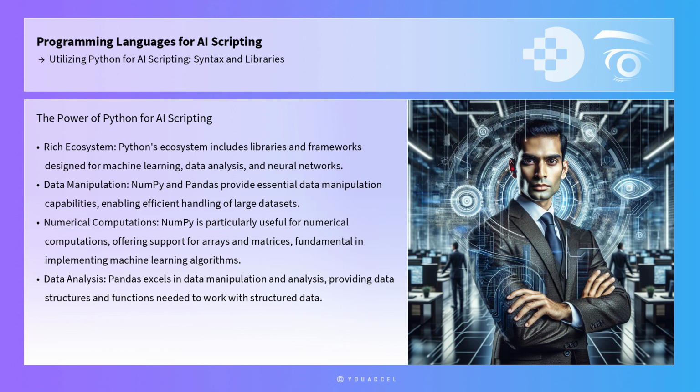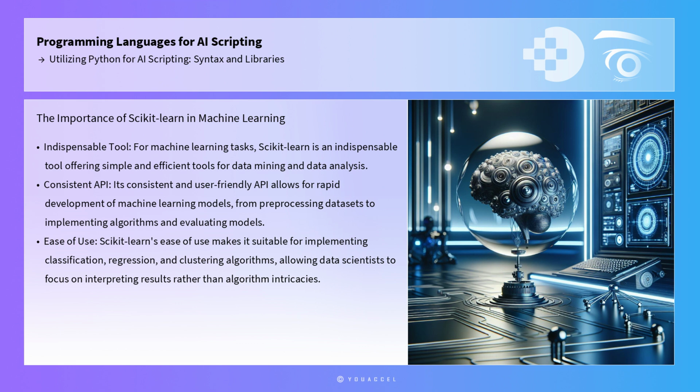For machine learning tasks, scikit-learn is an indispensable tool. It provides simple and efficient tools for data mining and data analysis, built on top of NumPy, SciPy, and Matplotlib. Its consistent and user-friendly API allows for rapid development of machine learning models, from pre-processing datasets to implementing algorithms and evaluating models. For instance, scikit-learn's ease of use makes it suitable for implementing classification, regression, and clustering algorithms, enabling data scientists to focus on interpreting the results rather than dealing with the intricacies of algorithm implementation.